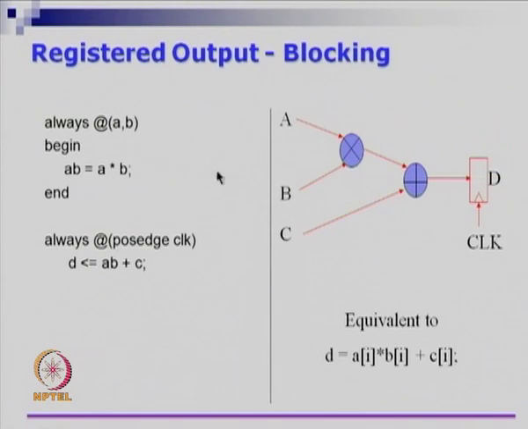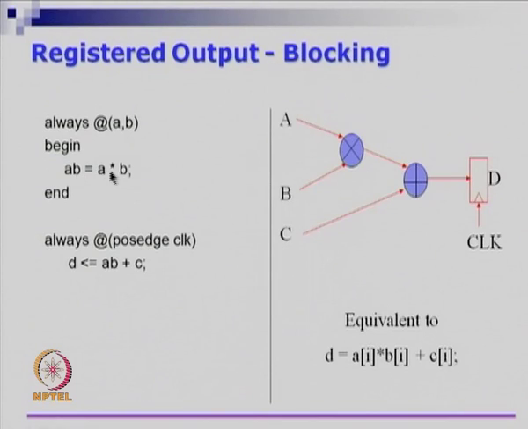So let's look at the thing on the left side. Always at A comma B, AB is A star B. Always at passage of clock, D is AB plus C. So if you notice, this A and B are inputs, and we did always at A comma B, which means any change in any of the bits of A comma B will result in this always block being triggered, which means if there is any change in input of the multiplier, there will be a change in the output of the multiplier.